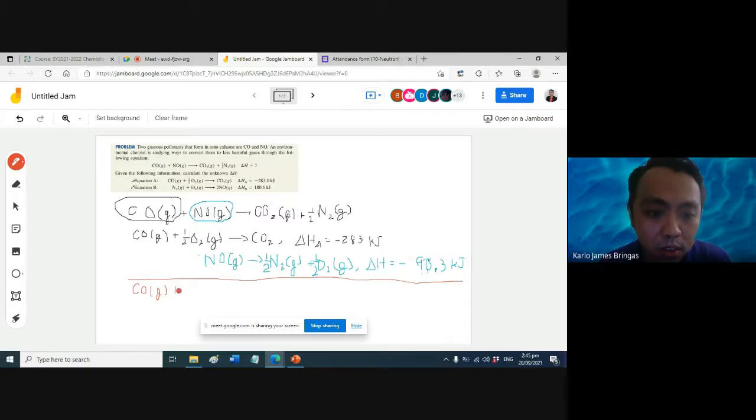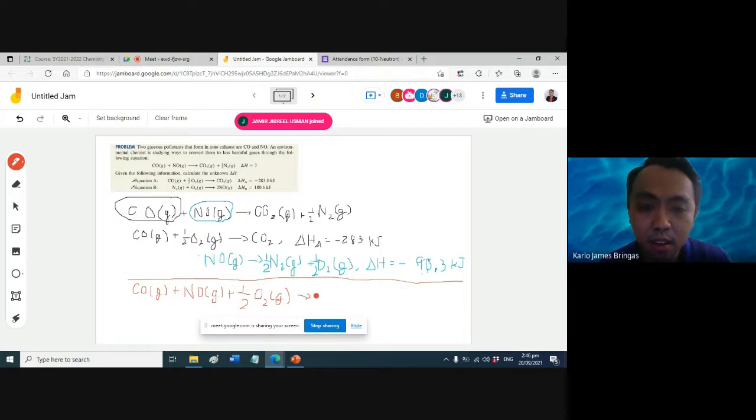Ang NO natin, also the same. So wala siyang katulad sa reactant side, so we just copy that down as well, plus also our 1/2 oxygen. So copying that down, we have the following terms on the reactant side.